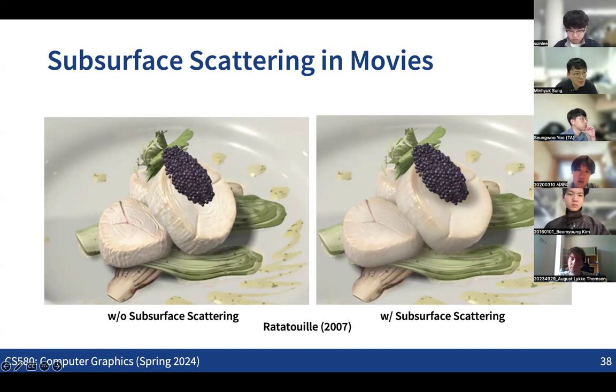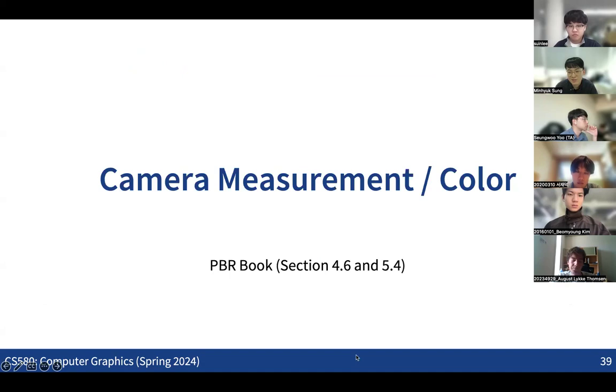And as the last component of ray tracing, while there are tons of technical components that can be incorporated in a ray tracing system, as the last component to see how exactly we get the final image in the ray tracing system, let's go over the camera measurement and the color system. Before we move on, any questions?